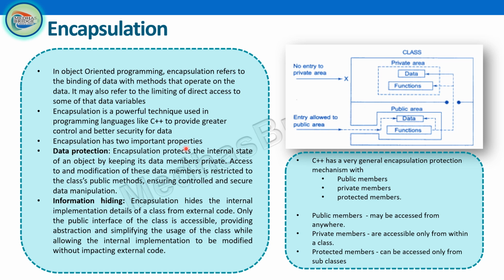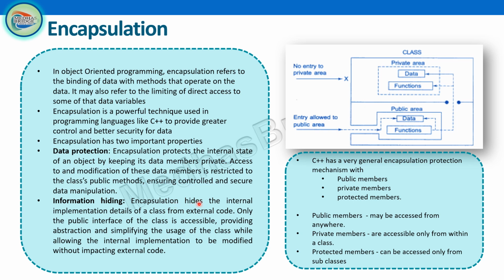Encapsulation has two important properties: data protection and information hiding. Data protection means encapsulation protects the internal state of an object by keeping its data members private. Access to and modification of those data members is restricted to the class's public methods, ensuring controlled and secure data manipulation. This is known as data protection. Information hiding.